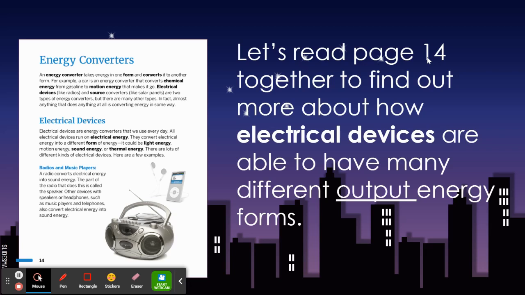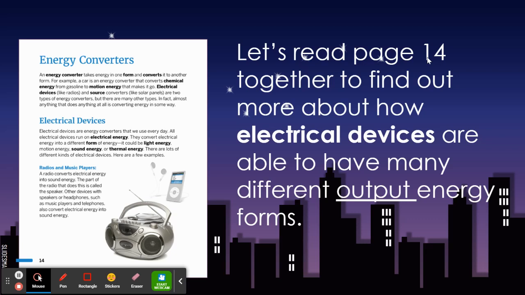An energy converter takes energy in one form and converts it to another. For example, a car is an energy converter that converts chemical energy from gasoline to motion energy that makes it go. Electrical devices like radios and source converters like solar panels are two types of energy converters, but there are many other types. In fact, almost anything that does anything at all is converting energy in some way. So let's read about some of those devices.